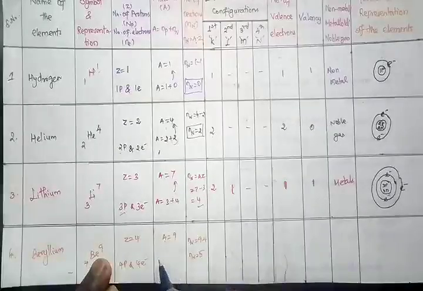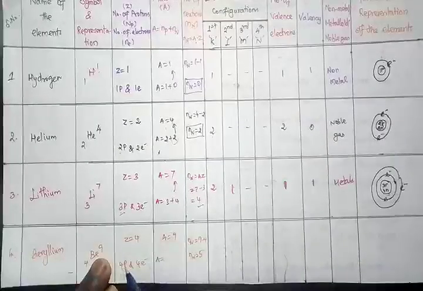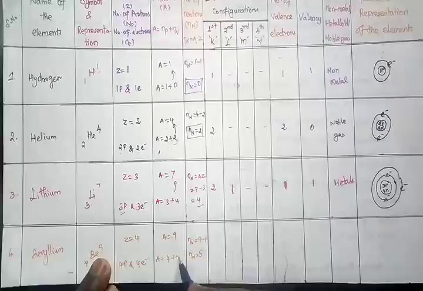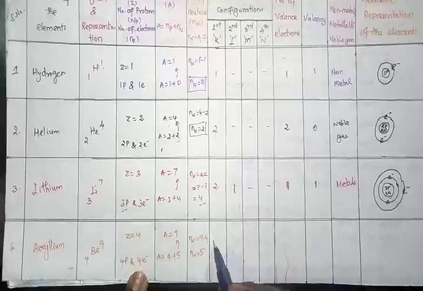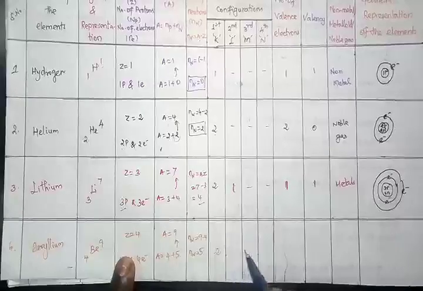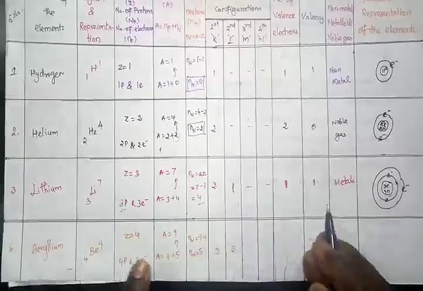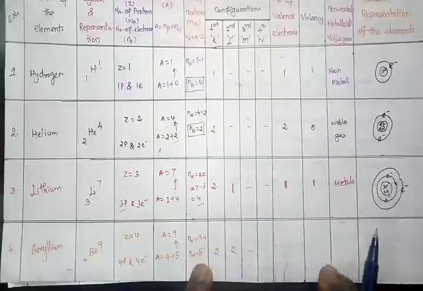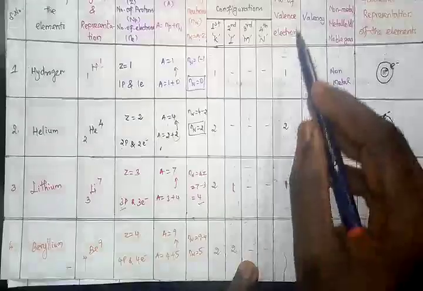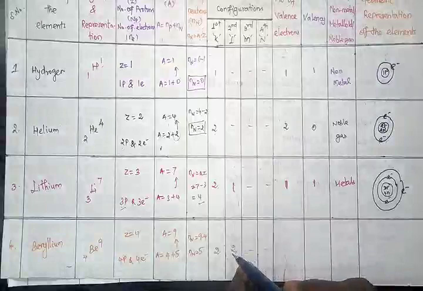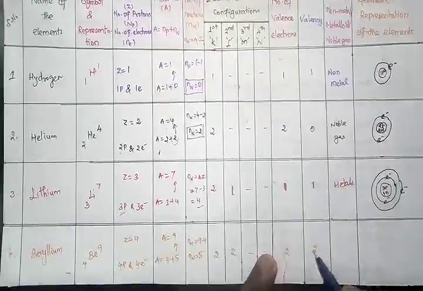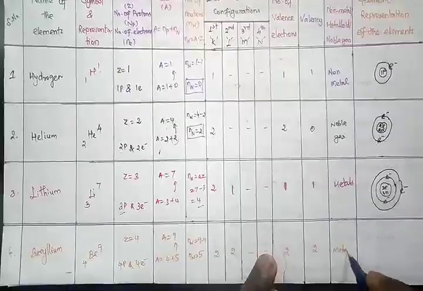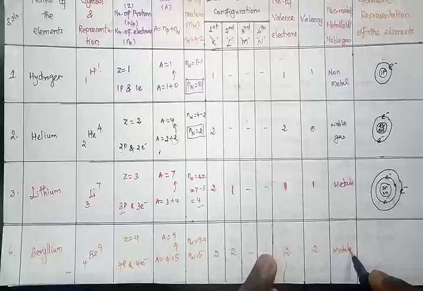Now you calculate the mass number. So A is equal to the number of protons, 4, plus the number of neutrons, 5, that is 9, right? Now how do you fill the electronic configuration? There are 4 electrons, 2 in the K shell, the remaining 2 in the L shell. The other 2 shells are empty. How many valence electrons do we have in the last shell? 2. During a chemical reaction these 2 electrons are lost, so the valency is 2. Having 2 valence electrons, it also comes under the category of metal, right?